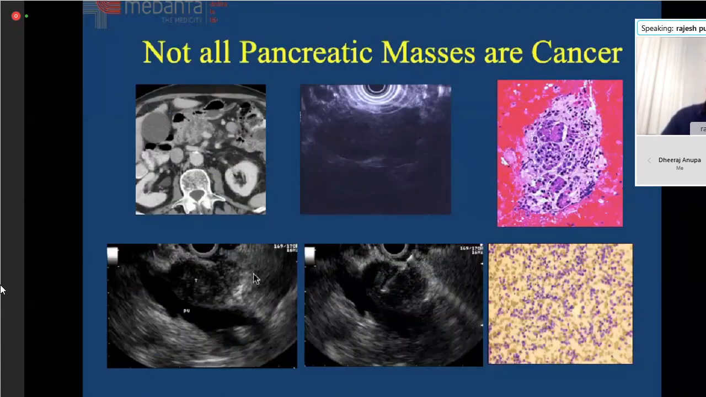All pancreatic masses are not cancer. If the probability of having a cancer is low, like a young patient presented with a fever or painless jaundice, and you feel it is not adenocarcinoma, FNA should be done. You may come across autoimmune pancreatitis, or you may come across tuberculosis, or you may come across a neuroendocrine tumor.